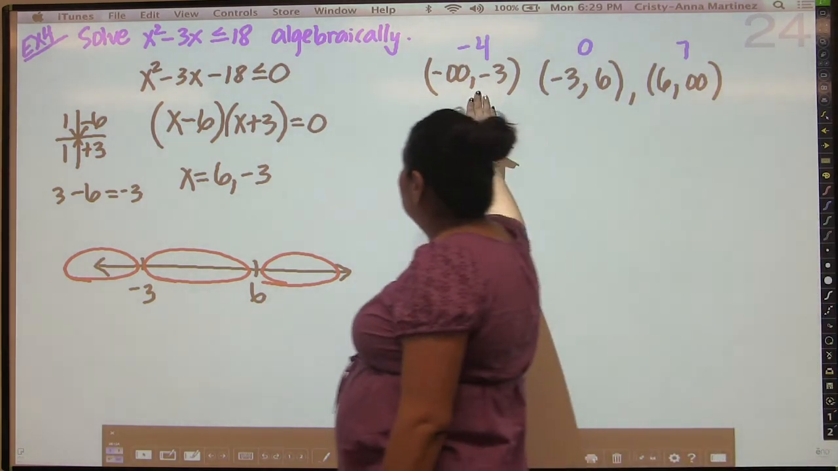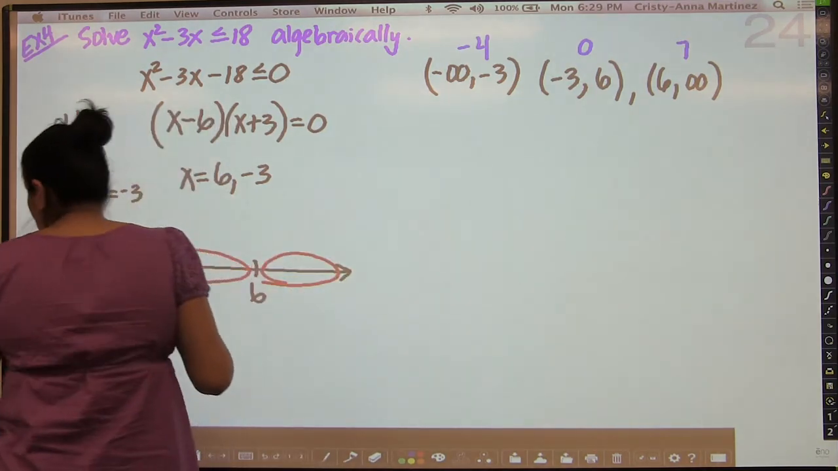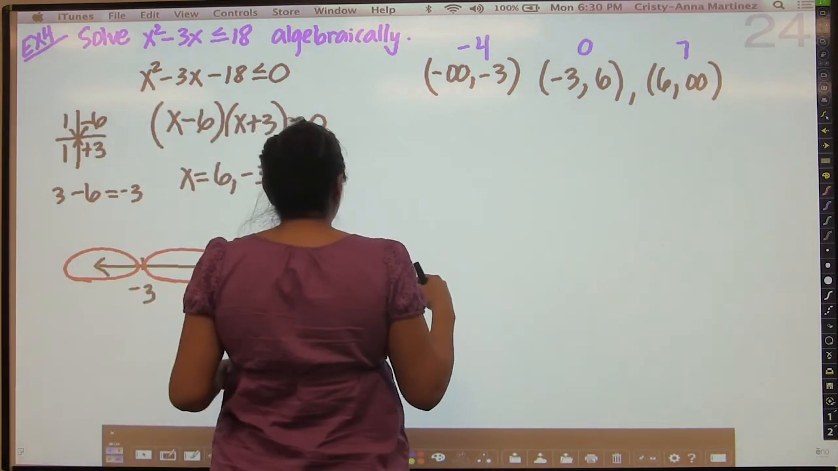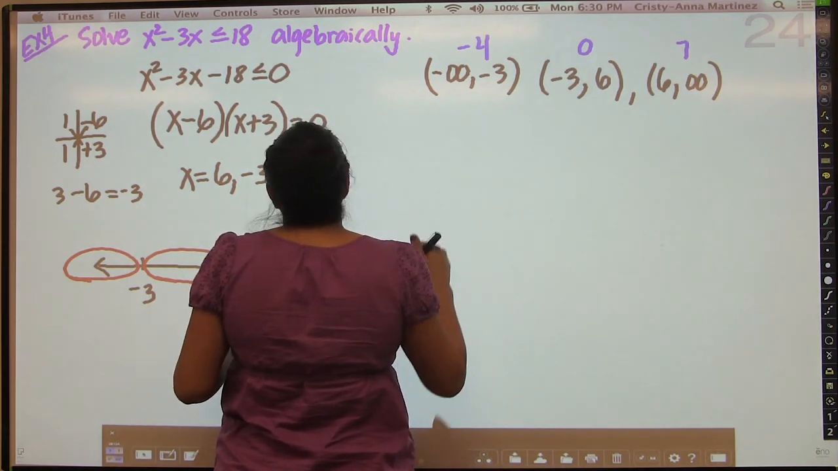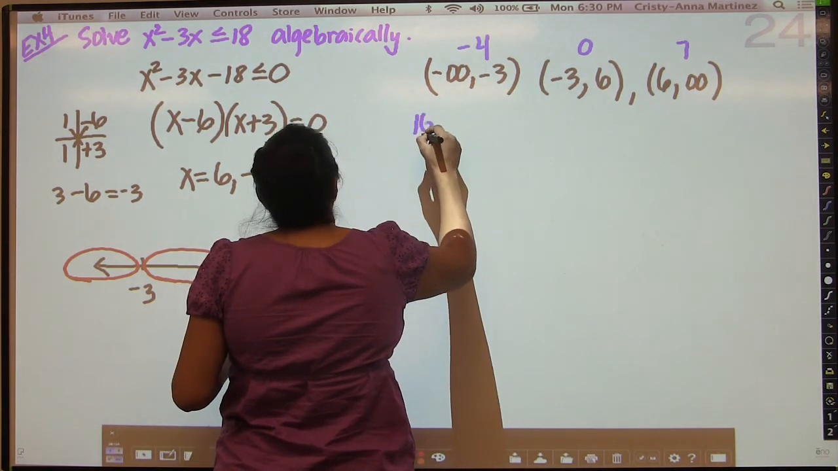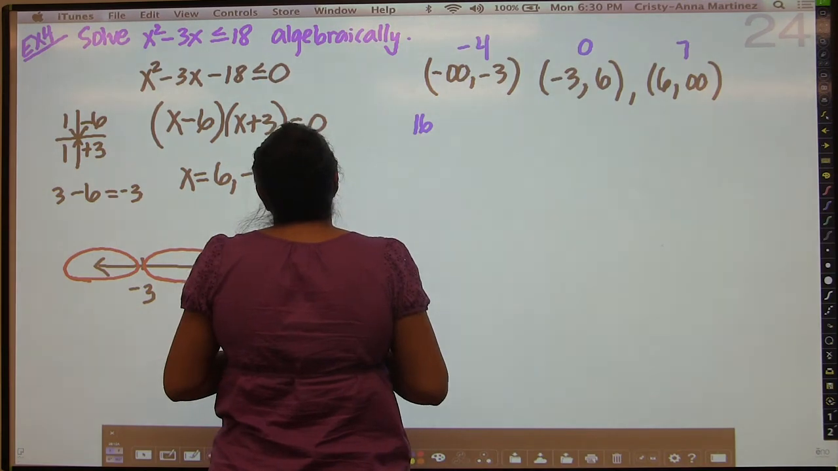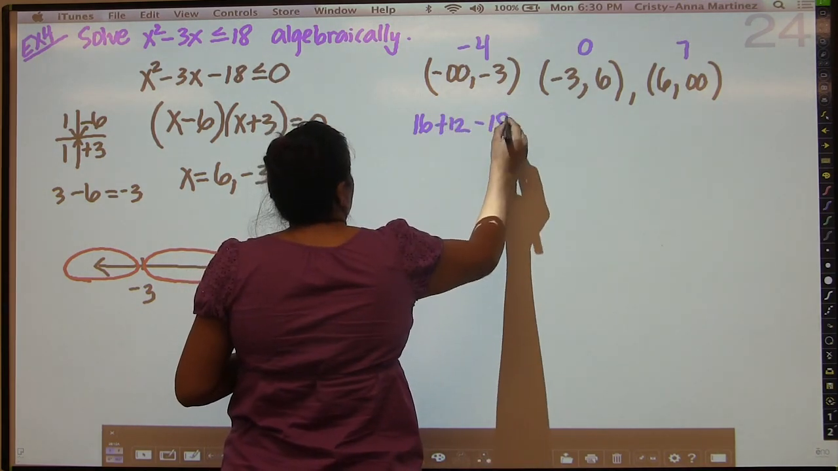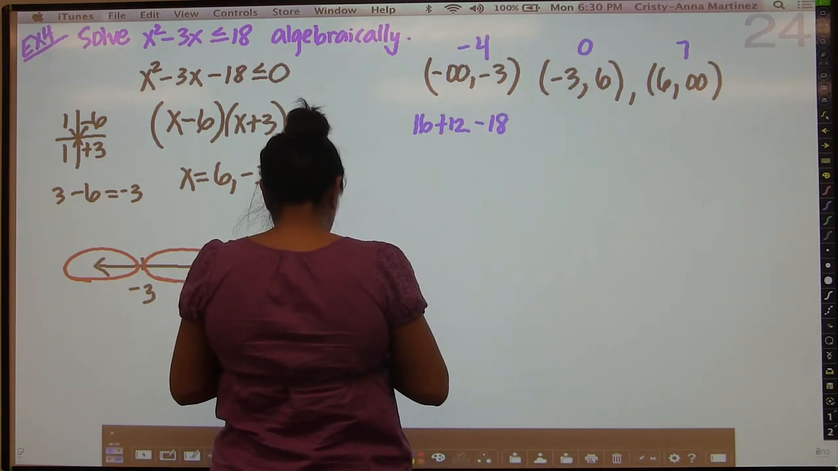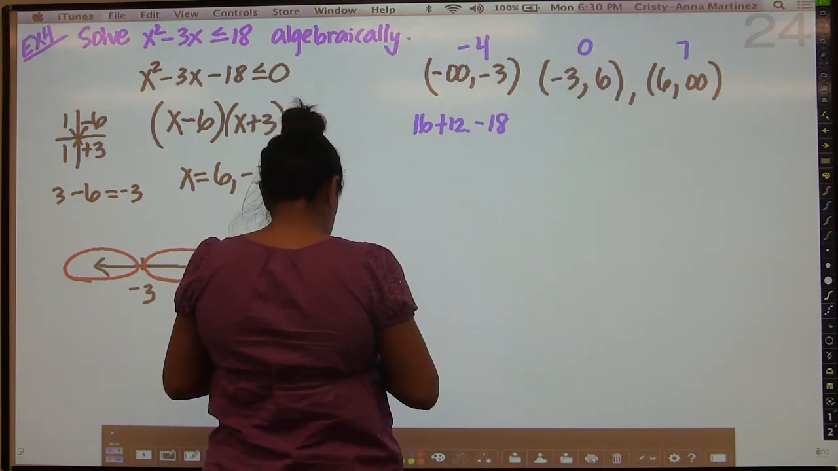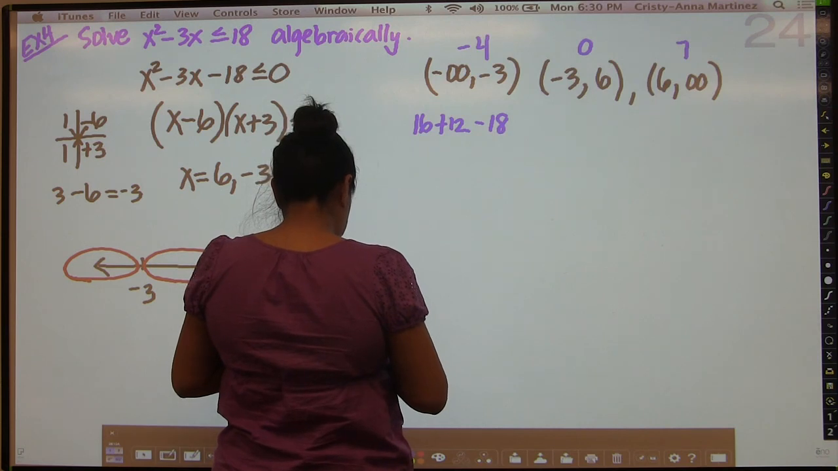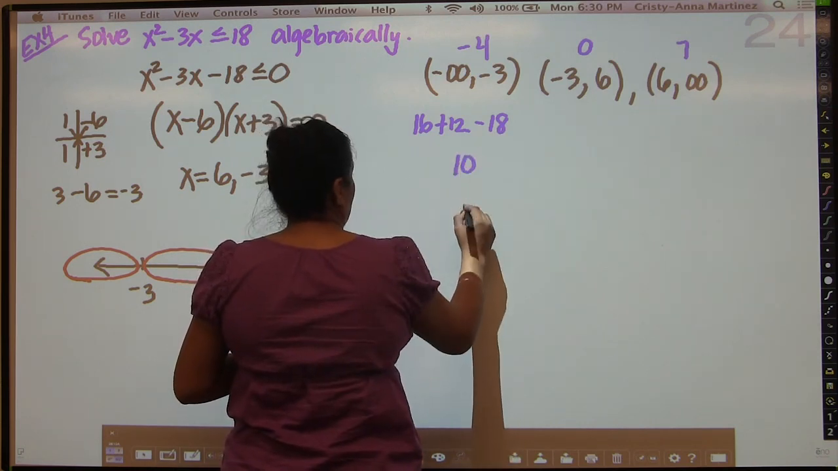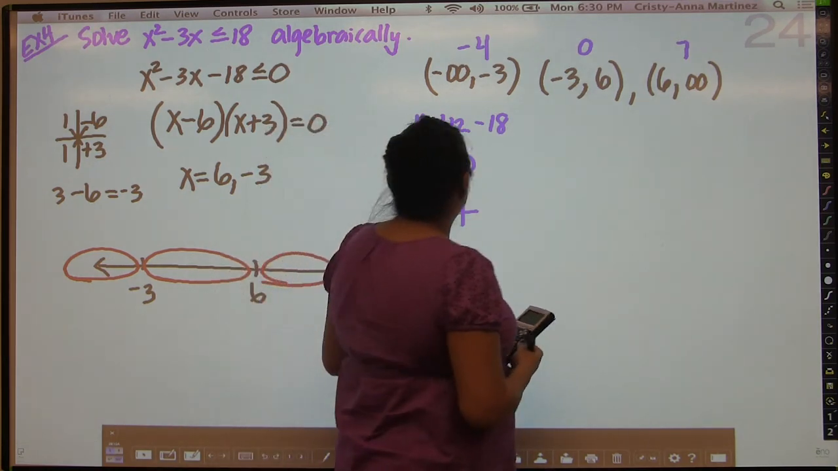So I'm going to test the negative 4. So when I plug in negative 4, I'm going to get x squared. That's going to be negative 4 squared, which is positive 16. And then negative 3 times negative 4 is positive 12. And then minus 18. Okay? So 16 plus 12 minus 18 is going to give me a positive 10. That's a positive number.